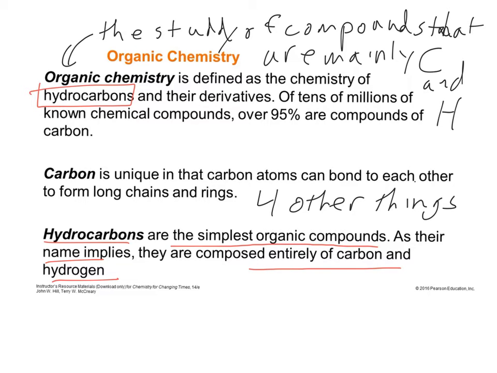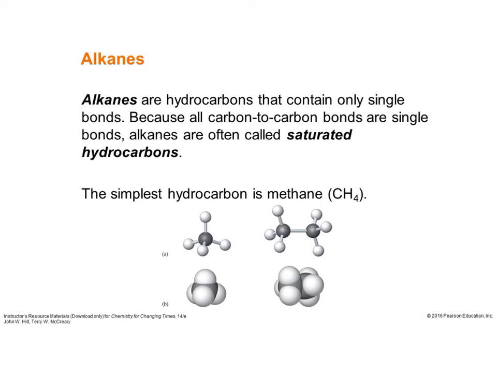The simplest form of organic molecules are these hydrocarbons that consist entirely of carbon and hydrogen. Now, hydrocarbons can actually be divided up into a couple different groups. The first group of hydrocarbons, and the simplest type of group of hydrocarbons, are alkynes.